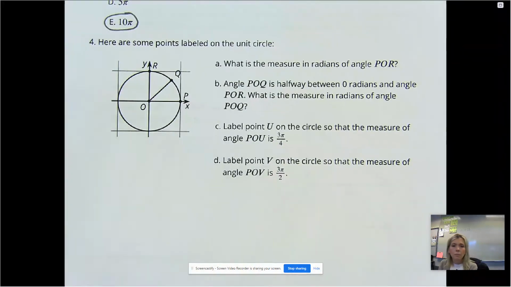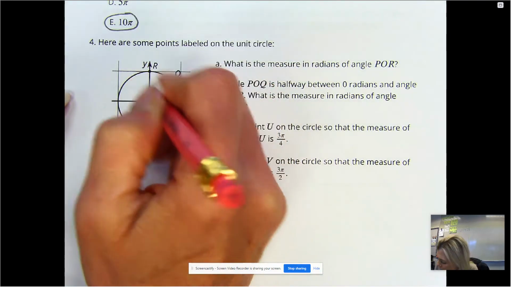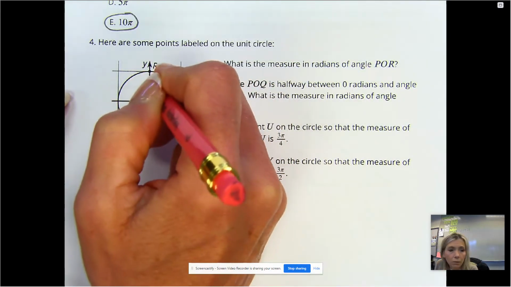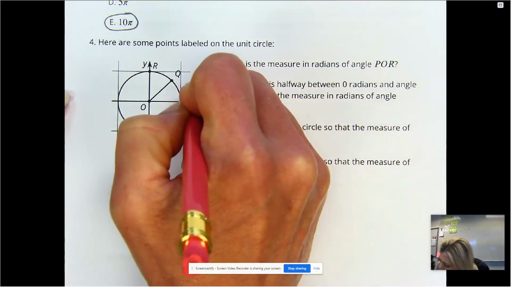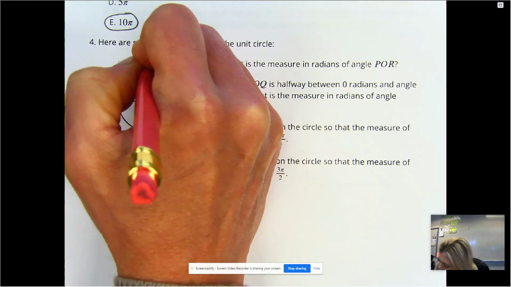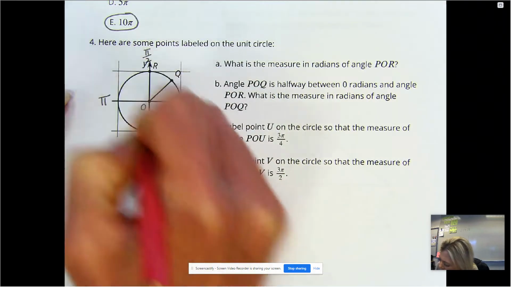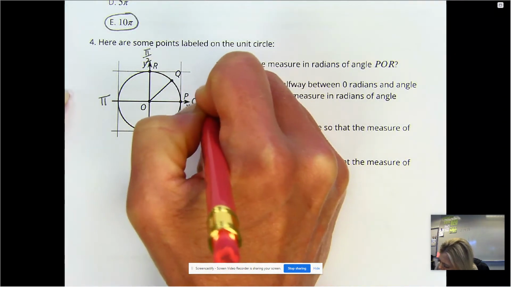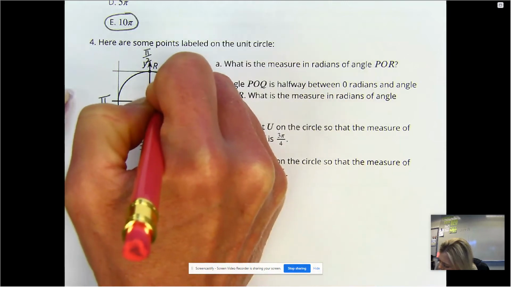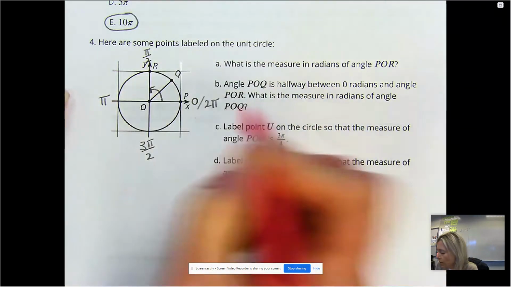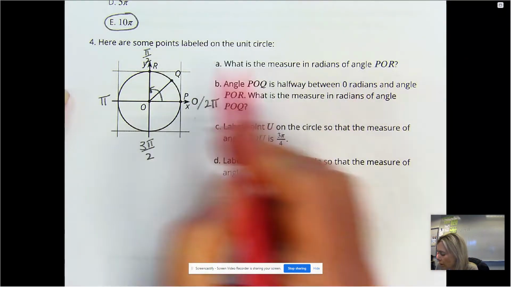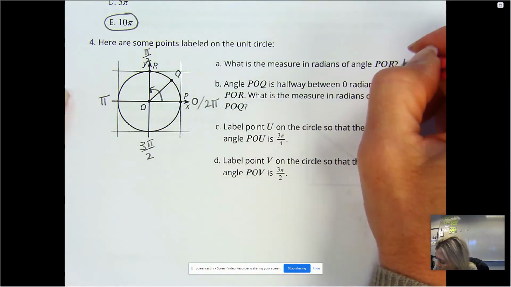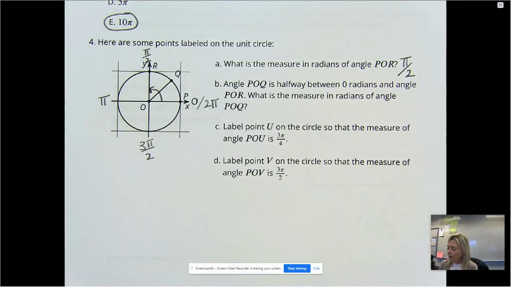Number 4, here are some points labeled on the unit circle. What is the measure in radians of angle POR? So angle POR, it's this, up here. So in degrees, it would be 90 degrees, right? But if we think about, we have 0, and then we have pi over 2 in radians, and then pi in radians, and then 3 pi over 2 in radians, and then the whole circle, 2 pi. So just going to that angle right there, in radians, angle POR is equal to pi over 2, or 1/2 of pi.